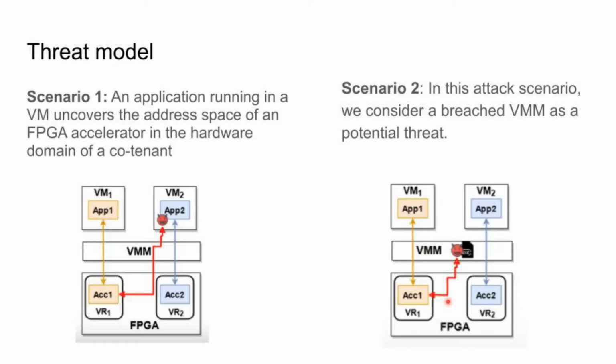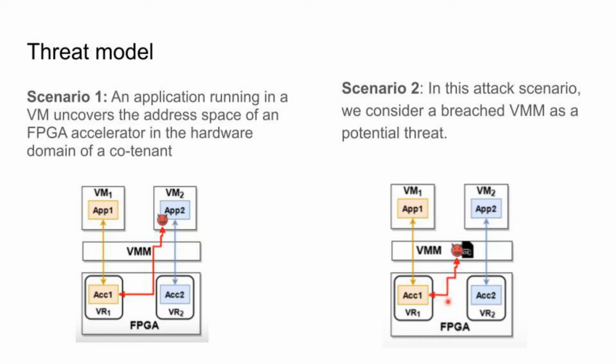We consider two possible scenarios where the confidentiality, integrity, and availability of an application are compromised. In scenario 1, as seen in the left figure, an application accesses the virtual region of another virtual machine instance. The attacker can then steal or tamper with data of the victim, which could prevent the application from executing.